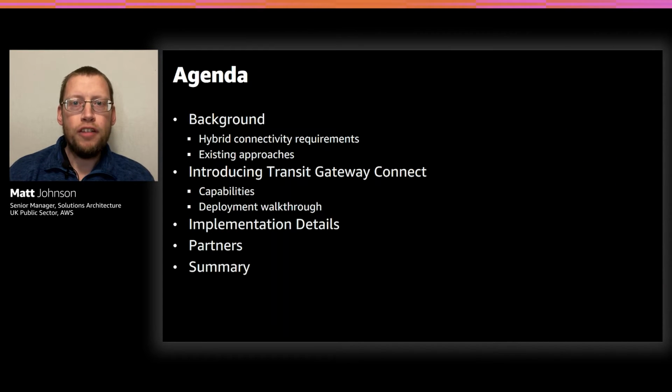In terms of what we'll be covering today, we'll give a little bit of background in terms of what we mean by hybrid connectivity and how we've done it in the past. We'll look at existing approaches, and then we'll talk about Transit Gateway Connect, how we're going to use this new service to improve our connectivity, how we can use it to integrate SD-WAN services, and how we can deploy it. We'll do a deployment walkthrough. We'll look at a couple of details around implementation. We'll understand the launch partners this service is going to launch with, and then we'll wrap up with a summary.